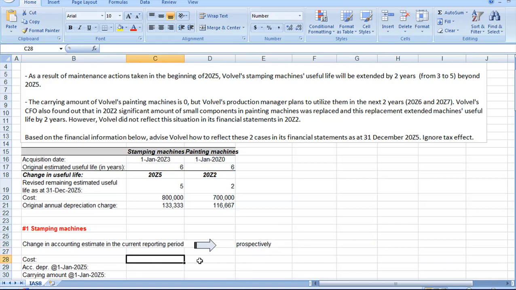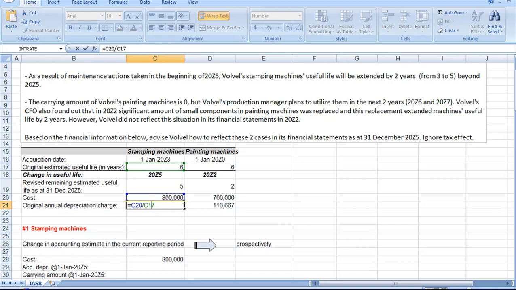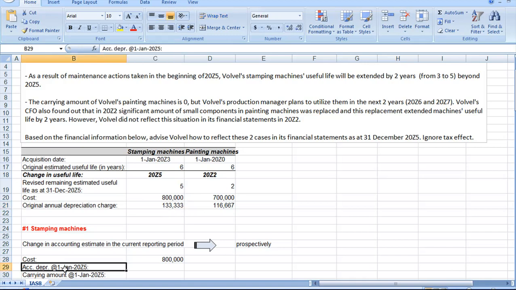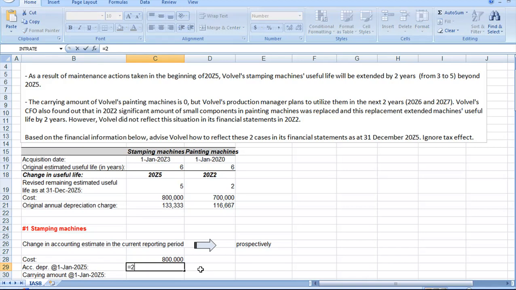So let's make some calculations. Cost of these machines was 800,000 of whatever currency it is. Original annual depreciation charge was 800,000 divided by 6, which was the useful life in the beginning. And it is 133,333 per year. Accumulated depreciation as of 1st January 2005, or the current year, was 2 times the annual charge because Volvo charged depreciation in 2 years, 2003 and 2004, so it is 266,666.